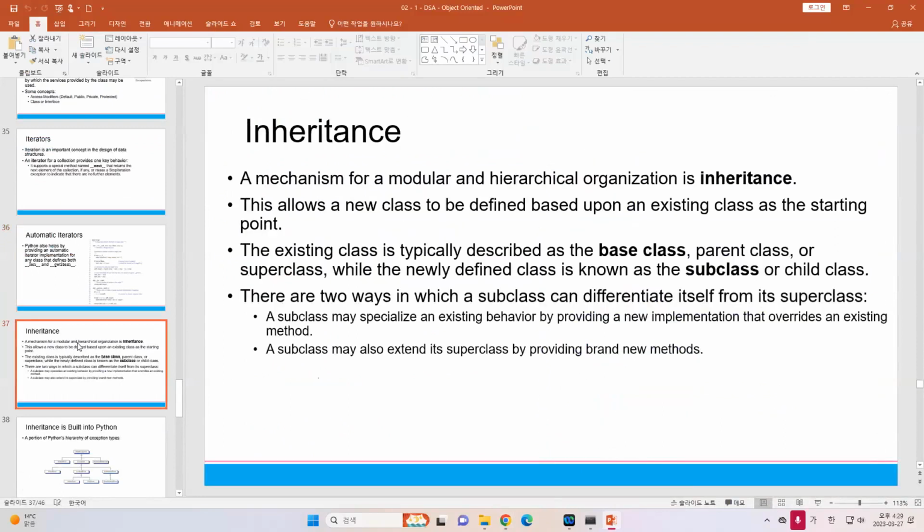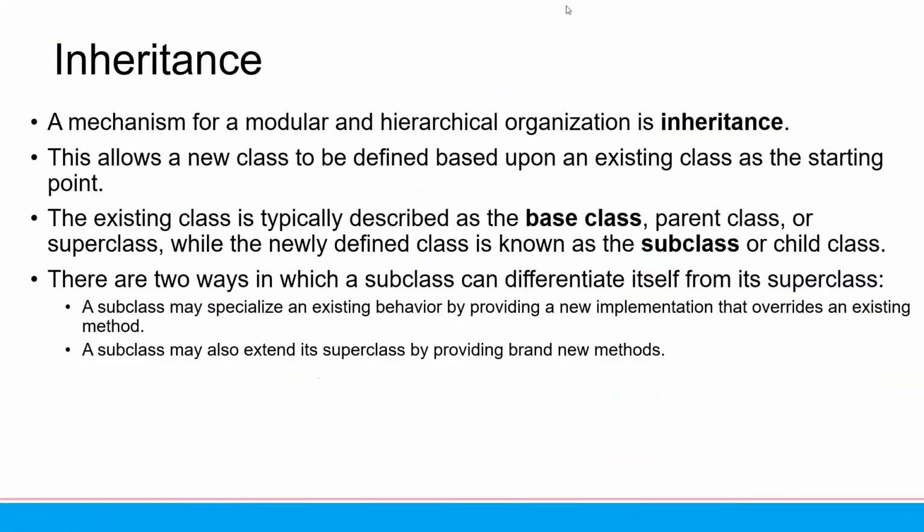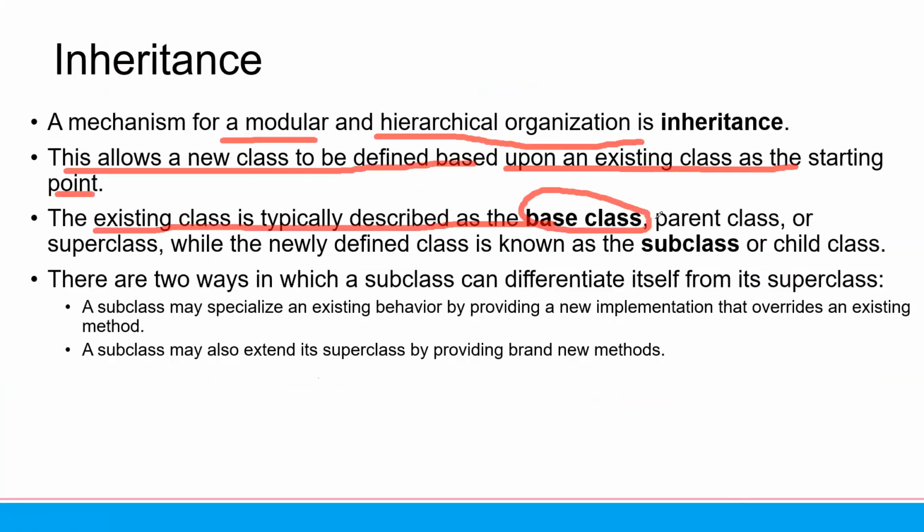We have the term inheritance. Inheritance means it is a mechanism for a modular and hierarchical organization. This allows a new class to be defined based upon an existing class as the starting point. The existing class is typically described as the base class, parent class, or superclass, while the newly defined class is known as the subclass or child class.